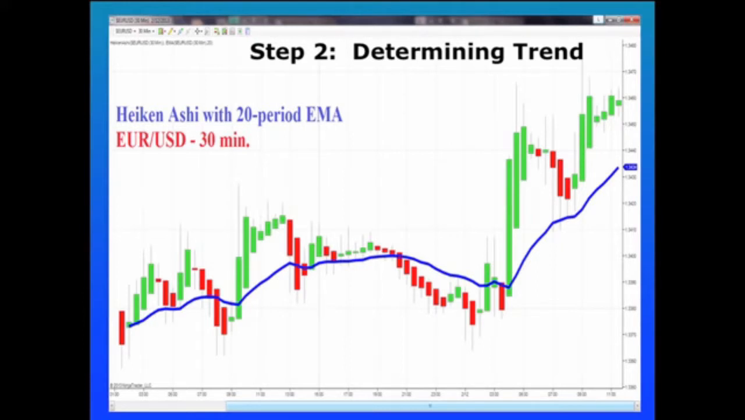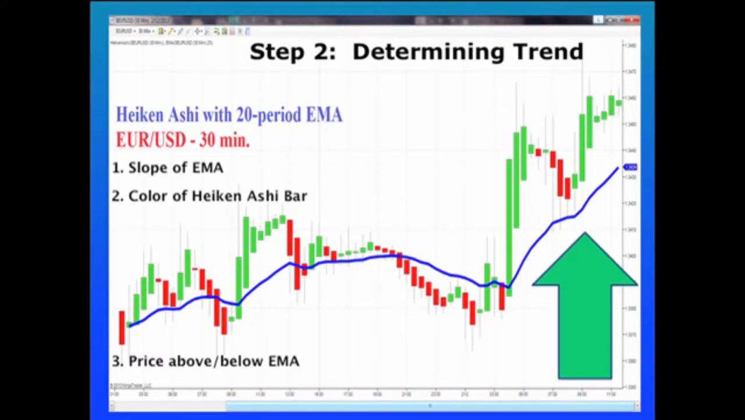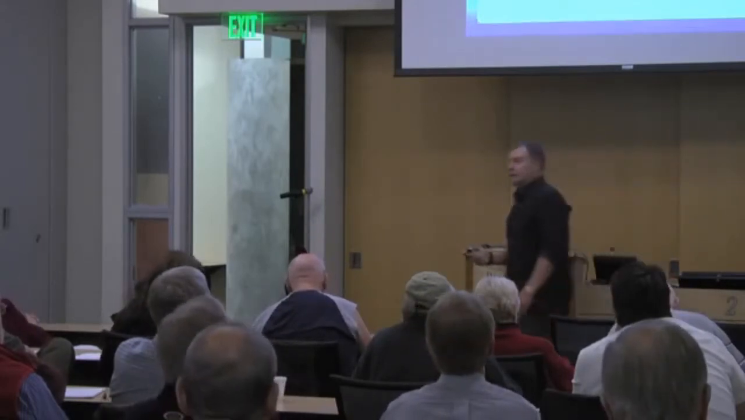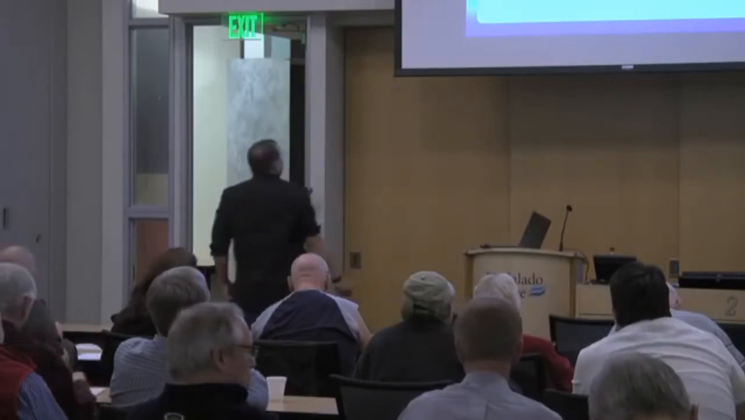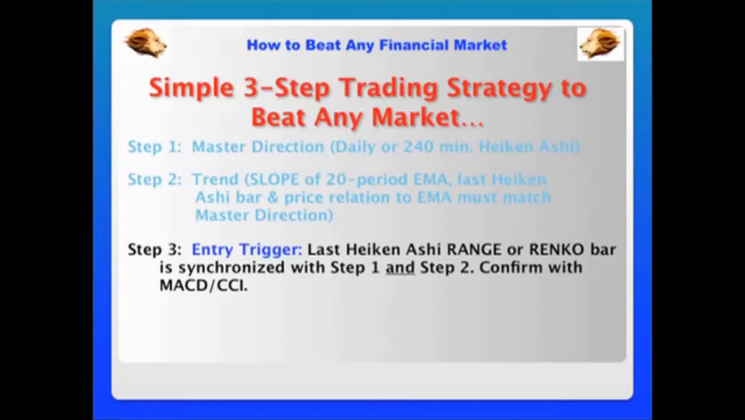You see that? You see why it's up? Slope, color, price. So now we've established the trend. We have the master direction. They're all synchronized. Next step. That's our trigger. We need to get in.